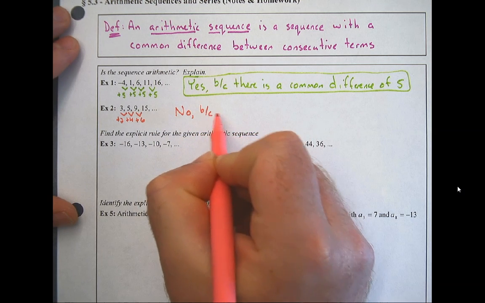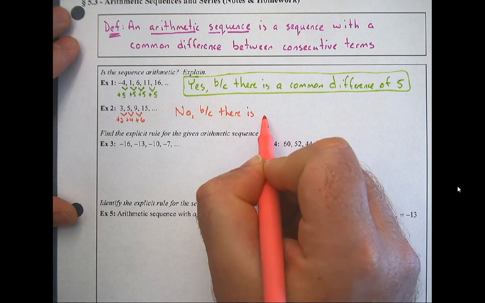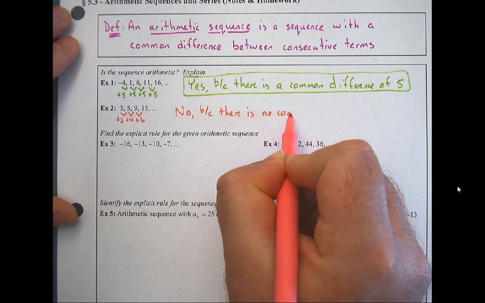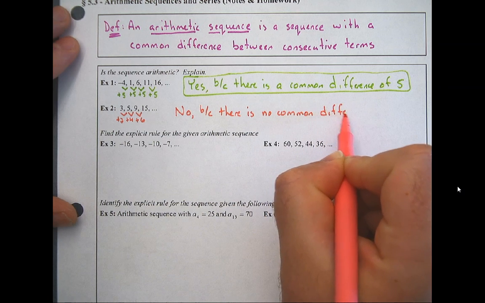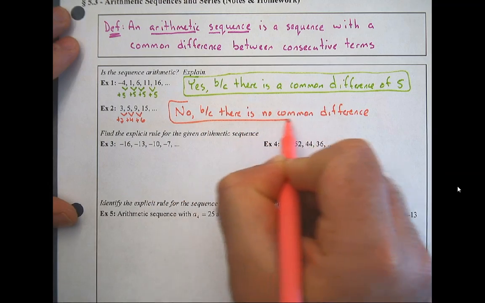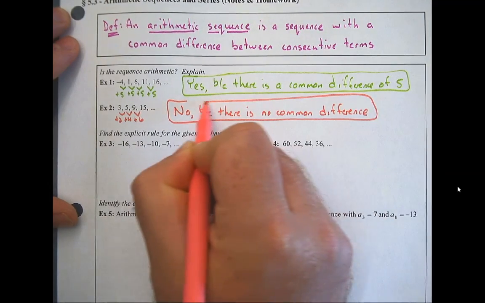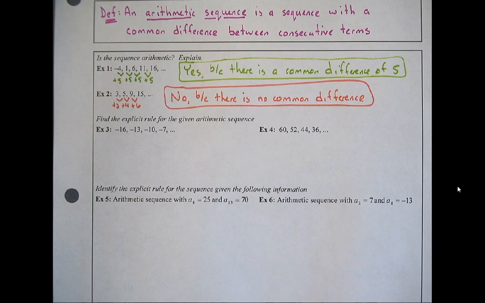because there is no common difference. So hopefully that helps with figuring out what I mean when I'm talking about an arithmetic sequence.